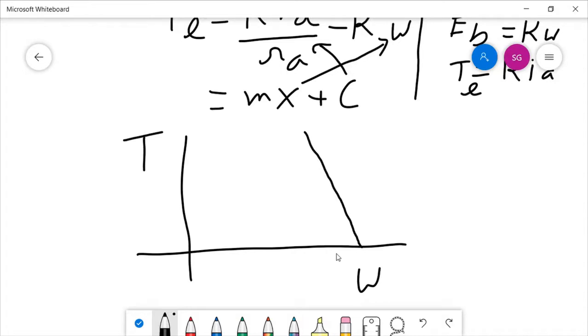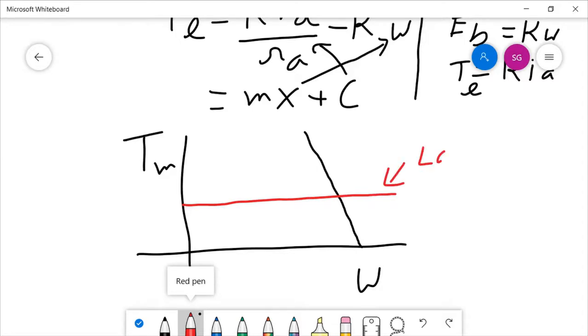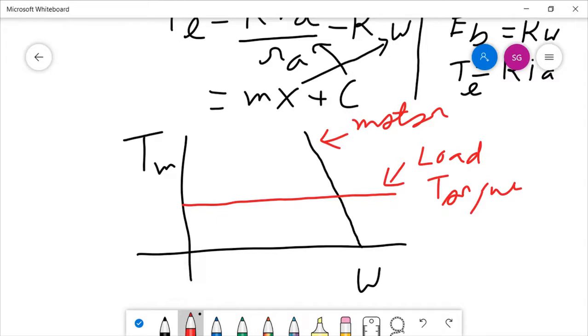If we want to control, let us also have a load torque. This is our load torque, the load characteristic, and this is the motor characteristic. We already know that the operating point will be where the characteristics intersect, at point A.